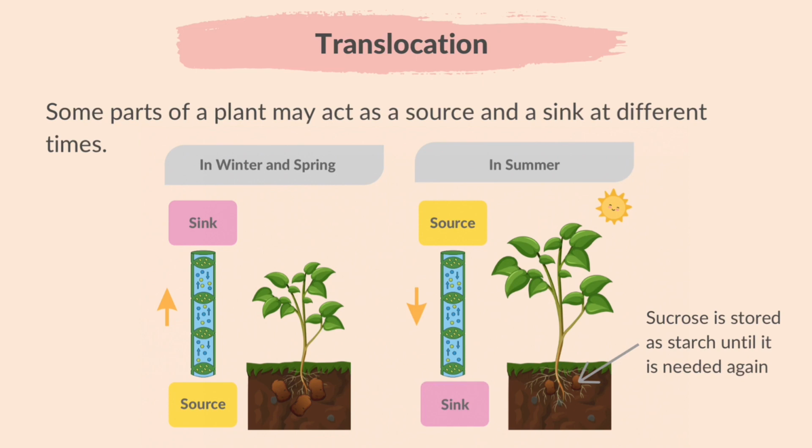After the plant has grown in summer, the leaves are photosynthesizing and producing large quantities of sugars, so they become the source and the roots become the sinks, storing sucrose as starch until it is needed again.